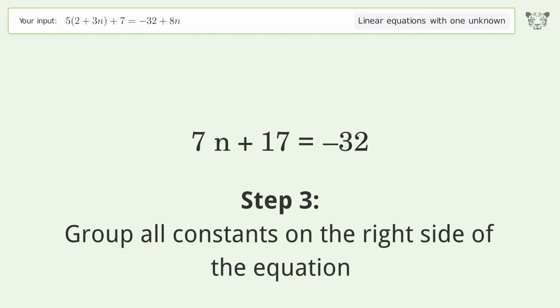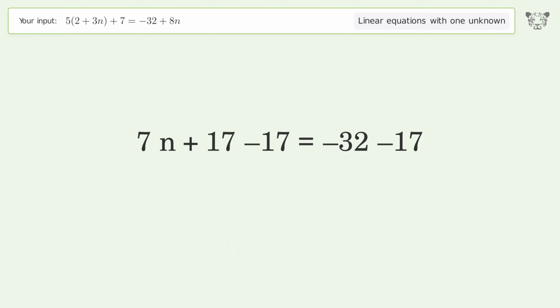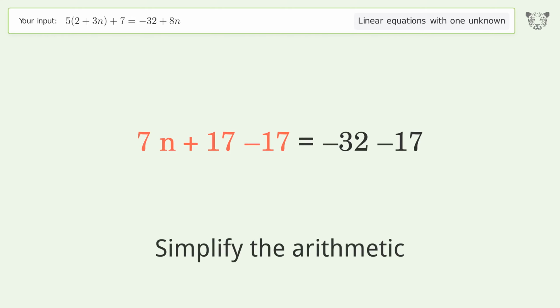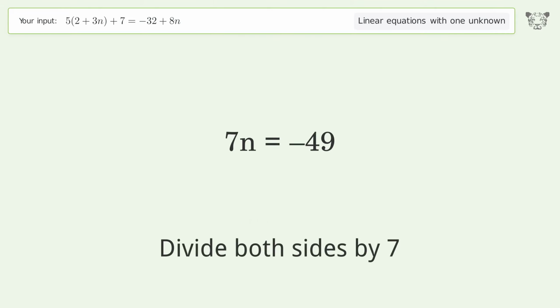Group all constants on the right side of the equation. Subtract 17 from both sides. Simplify the arithmetic. Isolate the n. Divide both sides by 7.